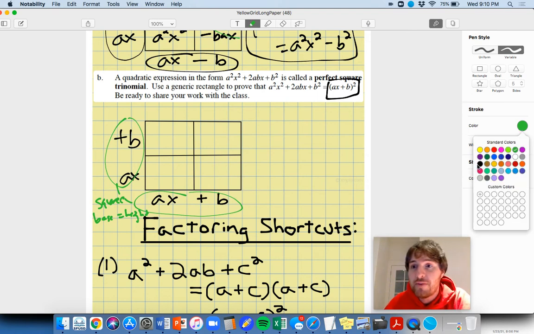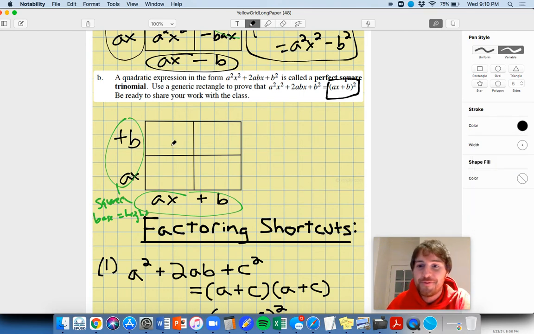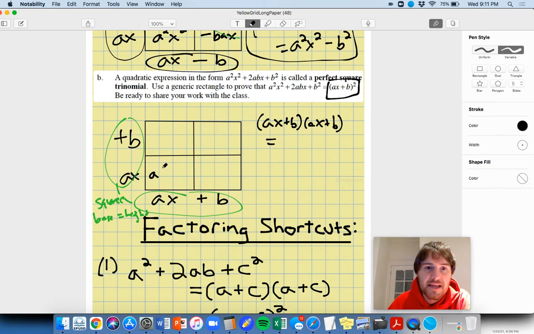So if we distributed this, if we multiply this here, I'll just do it together. If I'm trying to prove that these are the same, I would do ax plus b times ax plus b. And if I did that, I would get, well, a times a is a squared, x times x is x squared. So I would get a squared x squared. And then this term up top here would be b.